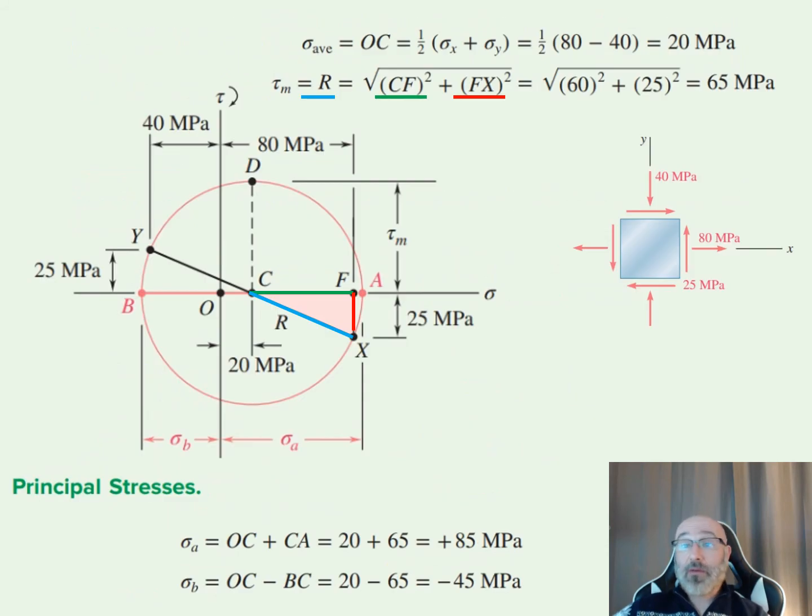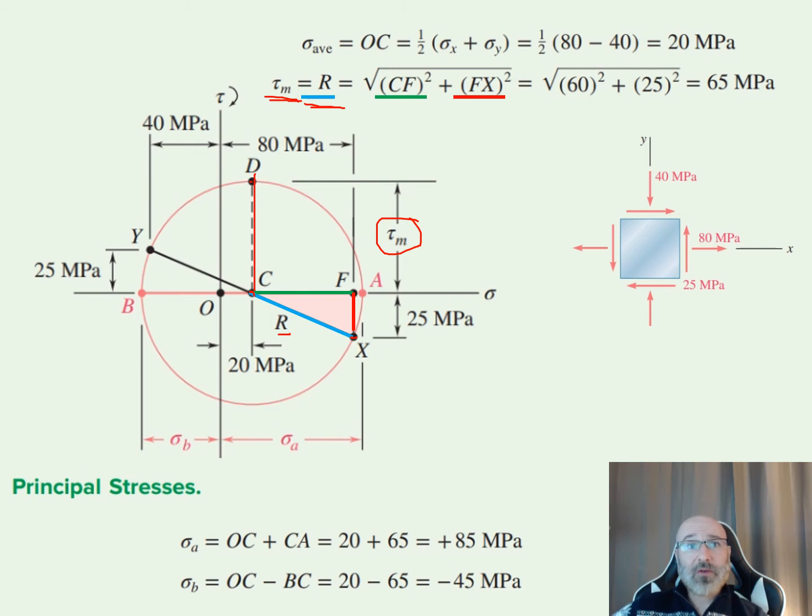Now if we want to find our maximum shear stress, or tau sub m, we can realize that that is the distance from C to D, which is the radius of our circle. That's why we say this is equal to R. If this is our radius, then from C to X is also our radius, which we've labeled R. So our tau sub m is equal to R, the radius of that circle.